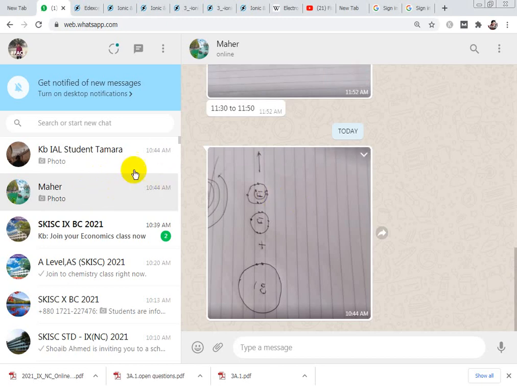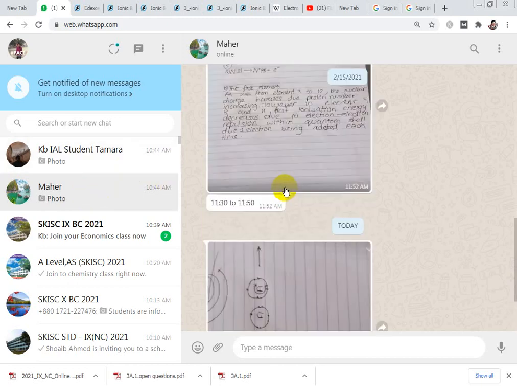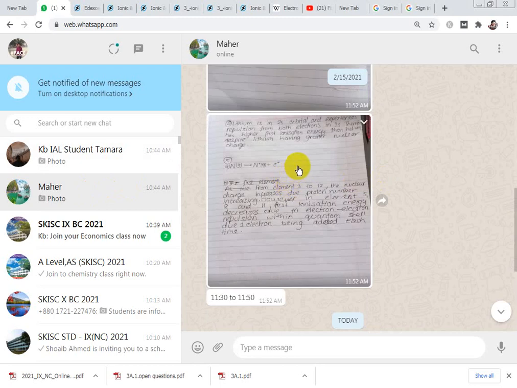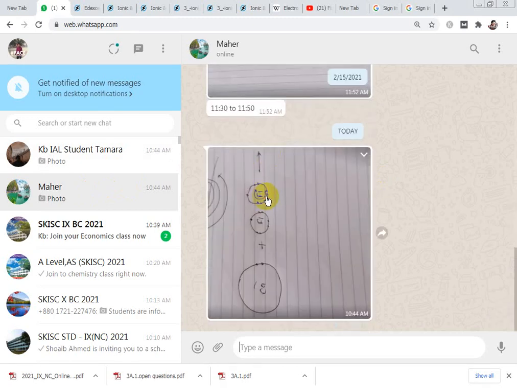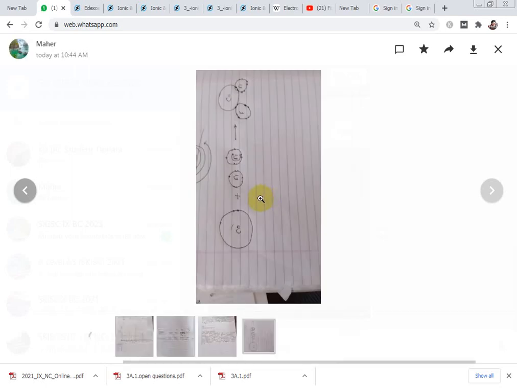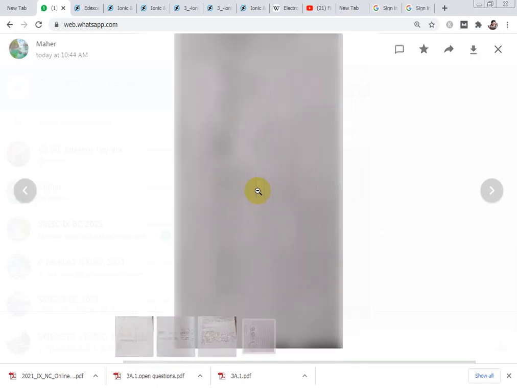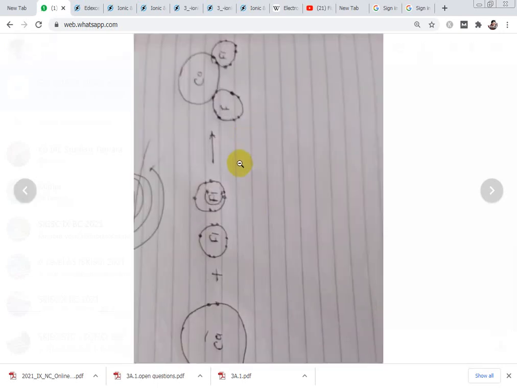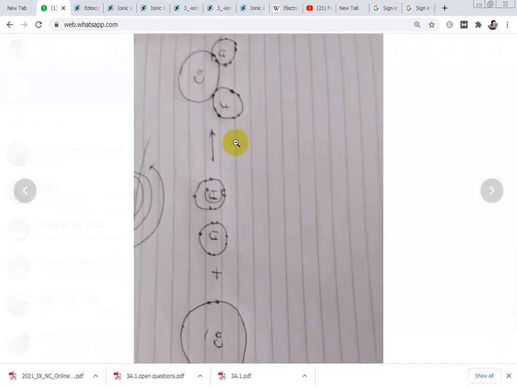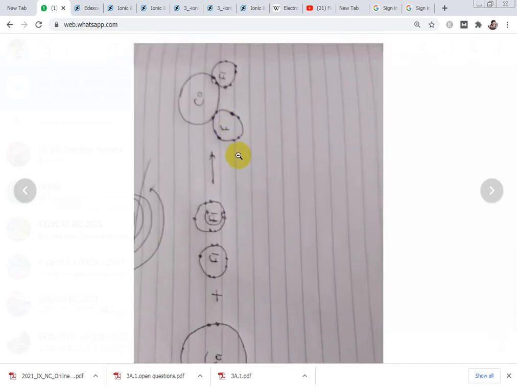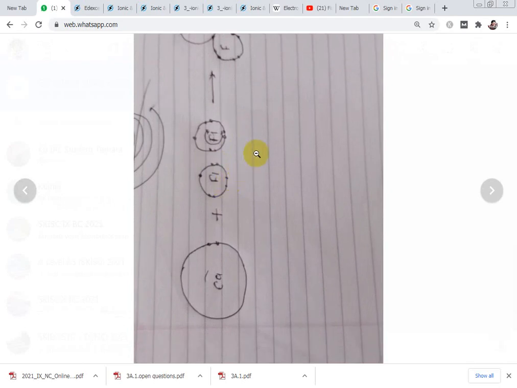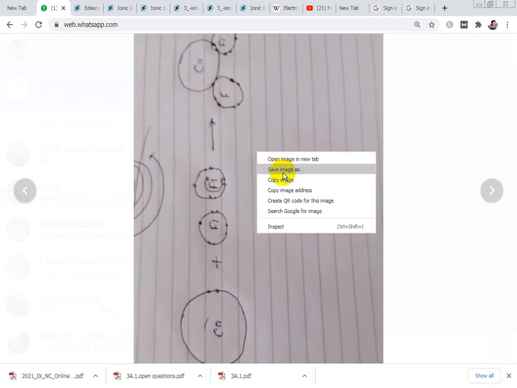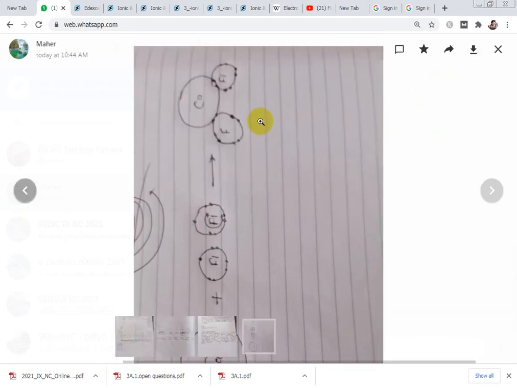Okay, I submitted mine here. What is this? It was not in yesterday's class. Fluorine atoms, calcium. Fluorine has seven electrons. Why didn't you use crosses? You have also used dots. Where is your cross? Sorry, sir, it should be dot and cross. Okay, it's done.